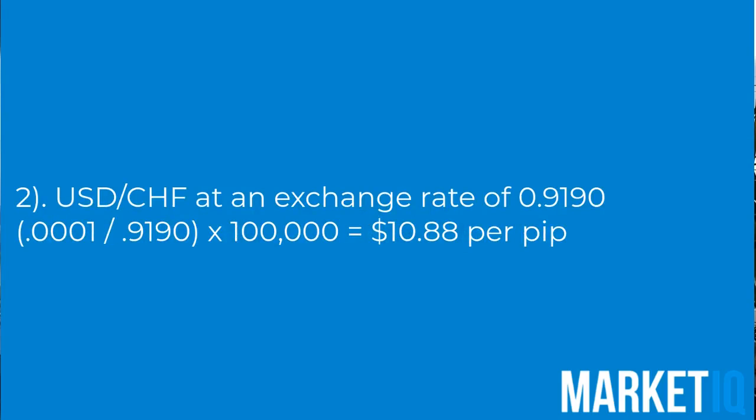And another example, let's take USD/CHF at an exchange rate of 0.9190. Now what we do is 0.0001 divided by 0.9190, and we times it by the lot, so 100,000 units, since it's a standard lot in this example. That gives us $10.88 per pip.